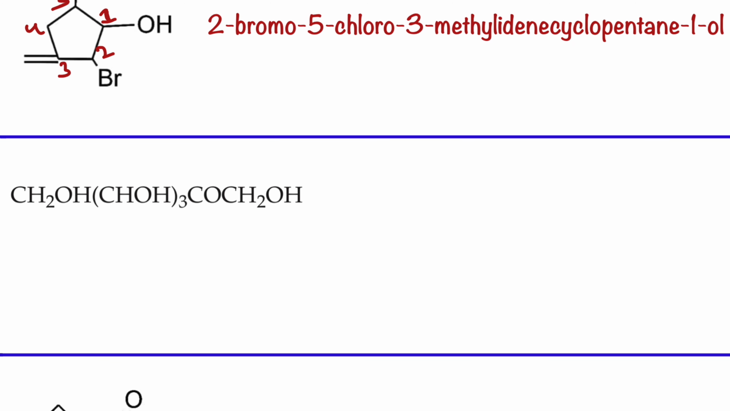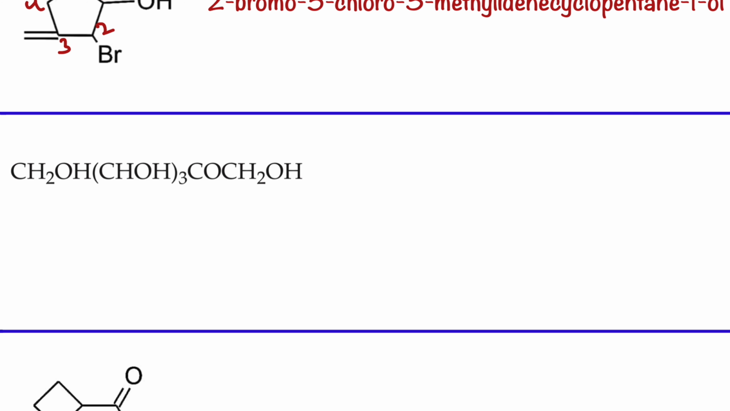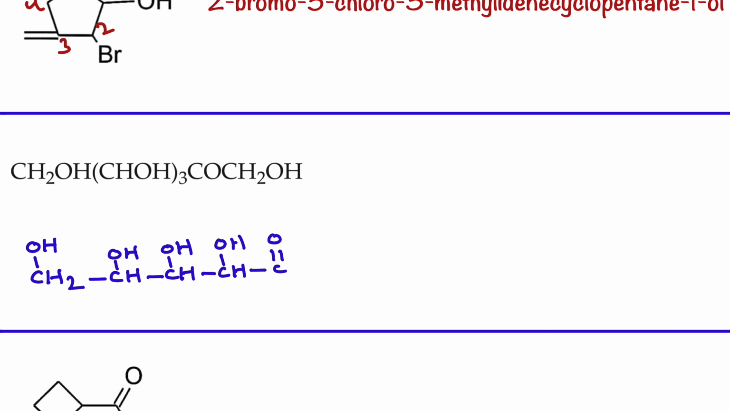And in the next example, for the sake of convenience, let me elaborate the structure to explain in a better way. I'm taking this as CH2OH, CHOH taken 3 times. CHOH groups are repeated, totally it is appearing 3 times, and this is C double bond O, CH2OH. So this is the correct elaborated structure. And a ketone we have, that is the first grade functional group. Numbering must be from the right side only: 1, 2, 3, 4, 5 and 6.